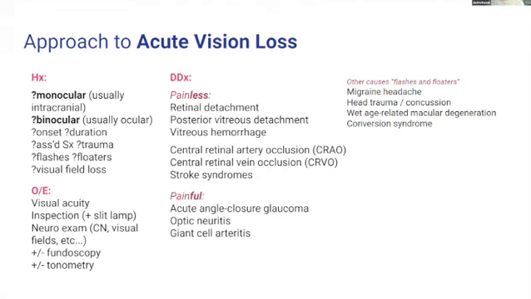Painful vision loss, we're dealing more with acute glaucoma. Optic neuritis is usually painful, but not always painful. And giant cell arteritis is one that we never want to miss. There are some other causes for flashes and floaters like migraine headache, head trauma with concussions. You can see stars and floaters. Other causes like wet age-related macular degeneration, and conversion syndrome obviously is not a diagnosis that is for us to make, but just keep in mind that there are other reasons that people complain of these ocular symptoms.